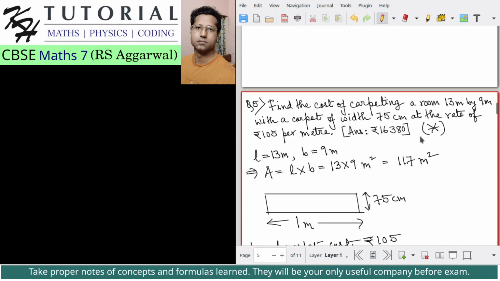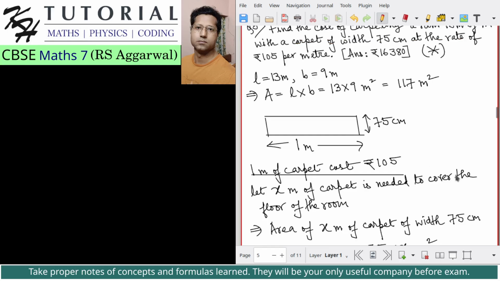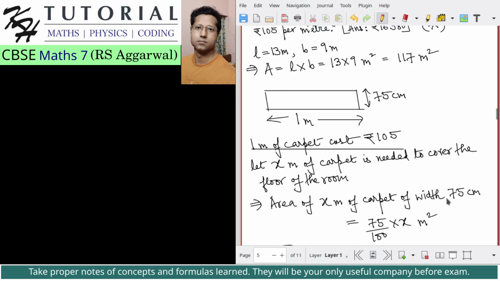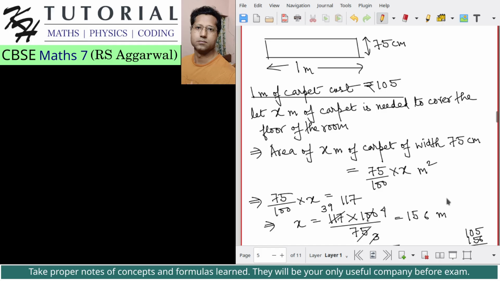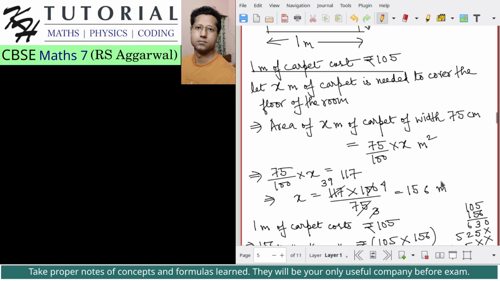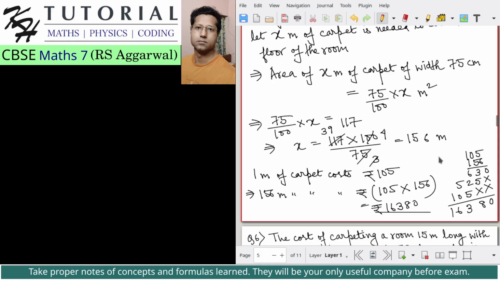So the concept was to find the length of the carpet that we will need to do the carpeting of the floor of the room. So we have to assume that X meter of the carpet is needed to cover the floor of the room. So the area of the carpet of length X meter and width 75 centimeter should be equal to the area of the floor of the room. So the area of the carpet is 75 centimeter, which is 75 by 100 meter, multiplied by the length, which we have assumed to be X meter. So 75x by 100 meter square is the area of the carpet, which should be equal to the area of the floor.